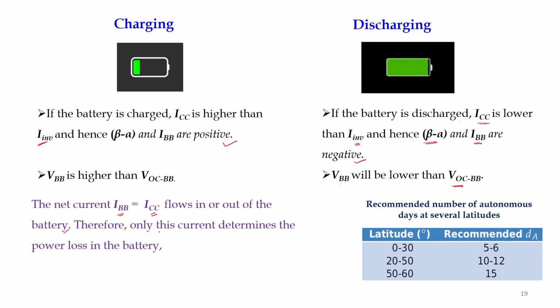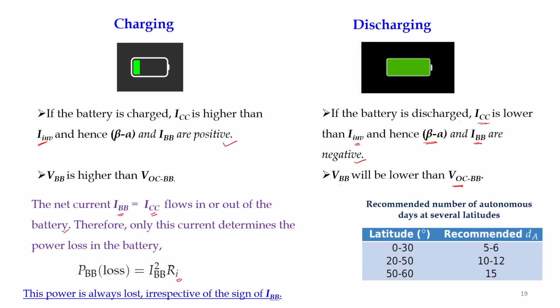Therefore, only this current determines the power loss in the battery. That is how we can write this expression, PBB loss is IBB square into resistance. And this power is always lost irrespective of the sign of IBB.